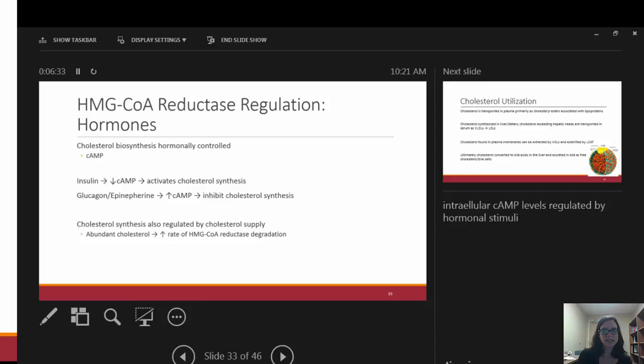Now, cholesterol synthesis is also regulated by cholesterol supply. If we have a lot of cholesterol from excessive dietary consumption or from a genetic issue that makes us produce a lot of cholesterol, then that's going to increase the rate of the degradation of the HMG-CoA reductase that we need for cholesterol biosynthesis. So it's kind of a feedback mechanism.